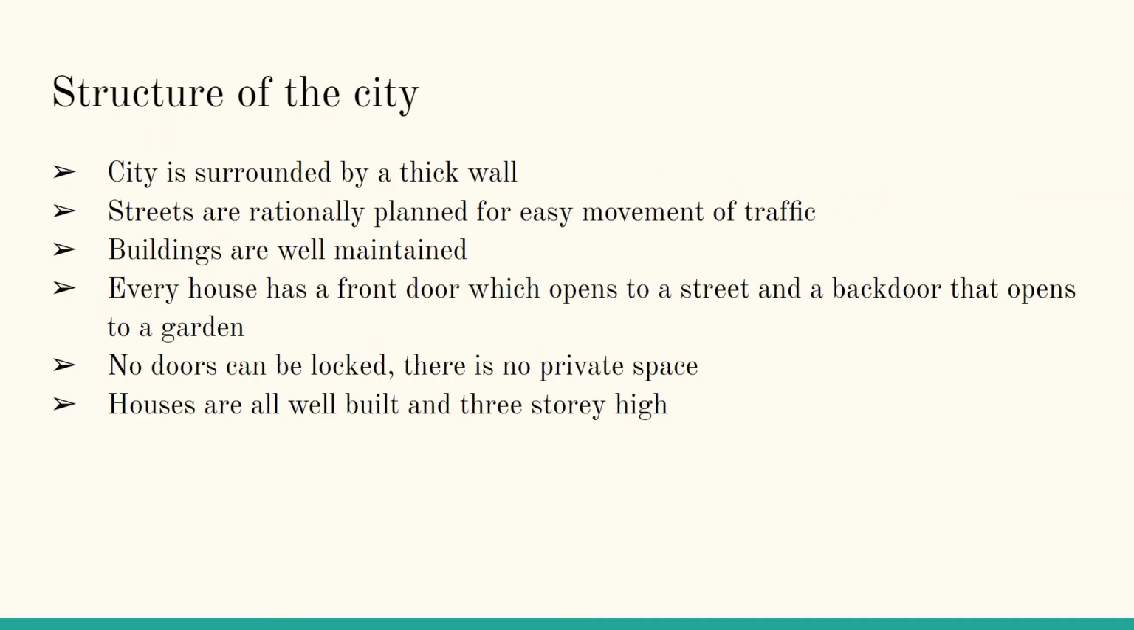Let's see the structure of the city, how Utopia was structured. Look at that. The city is surrounded by a thick wall which cannot be penetrated. The streets are rationally planned for easy movement of traffic, and buildings are well maintained. Every house has a front door which opens to a street and a back door that opens to a garden. No doors can be locked, which means there is no privacy for anyone. Houses are well built, three-storied.